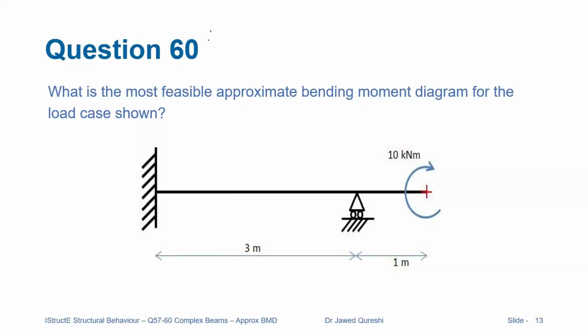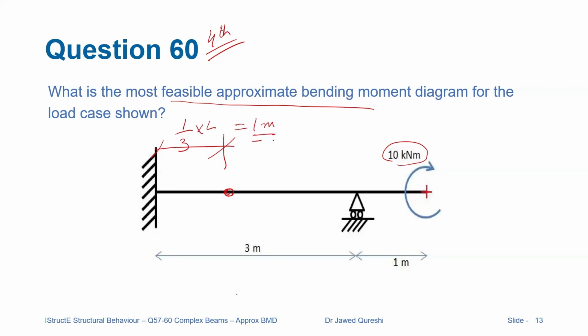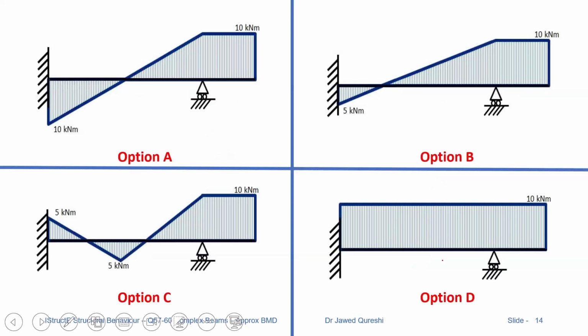Let me now move to the fourth and final question in the series. Here we have to find out the most approximate bending moment diagram. A point moment of 10 kilonewton meter is applied here because the loading is applied only at the overhang portion. So I will assume a pin or point of contraflexure at 1/3 of L. L here is 3. That will be 1 meter. Let us see what options we have.